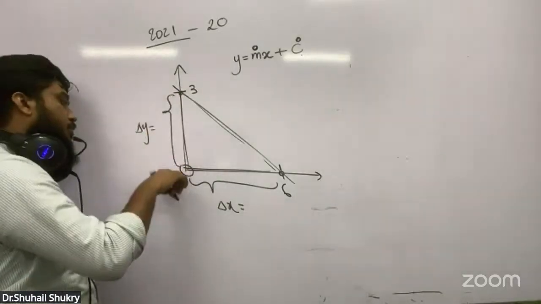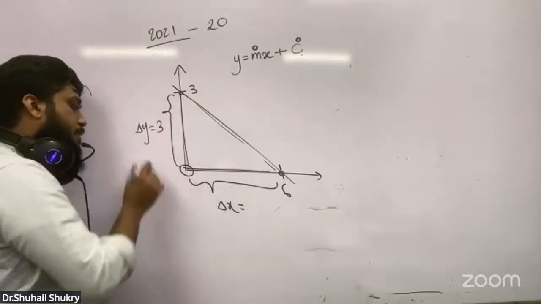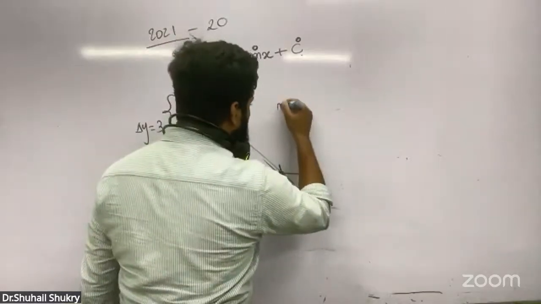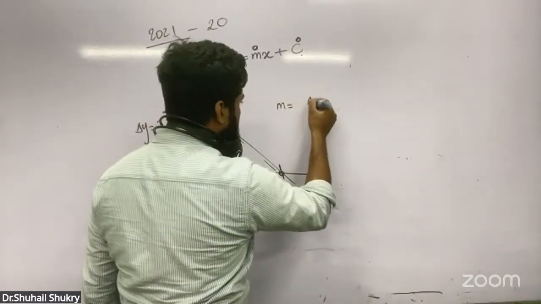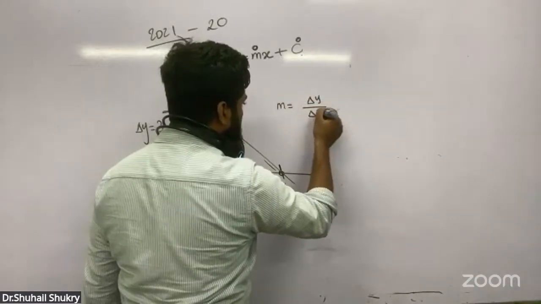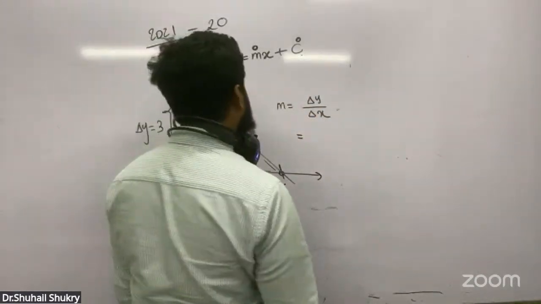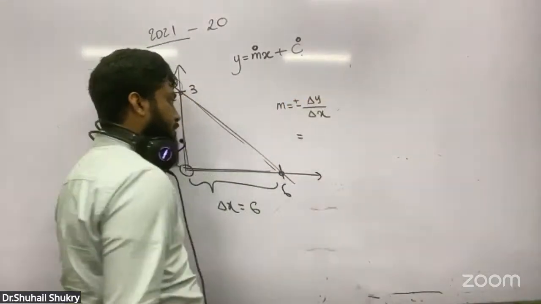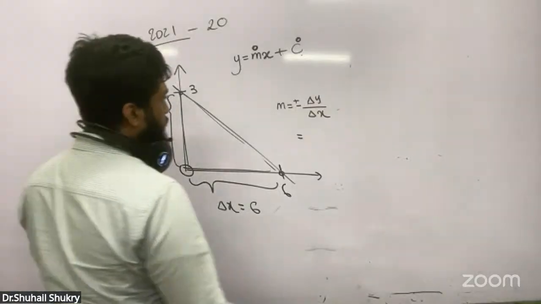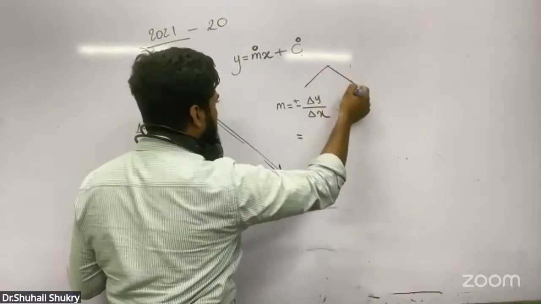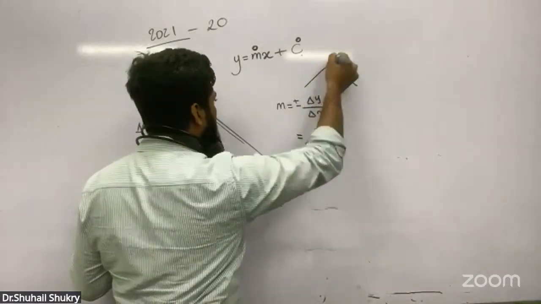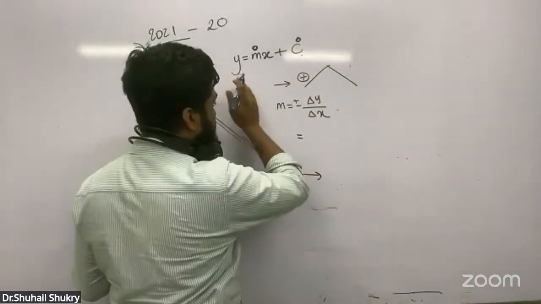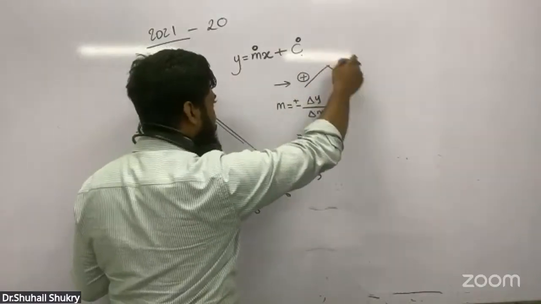What is the difference of y-axis? 0 to 3 means the difference of y is 3. Delta x means the difference of x is 6. To find the gradient, there is a formula: delta y over delta x. And we can decide the gradient sign, whether I have to put plus or minus here. You can decide whether you are climbing a slope or coming down the slope. If you are climbing a slope, the gradient is plus when you come from left to right, because we write from left to right. If you're coming down, it is minus.